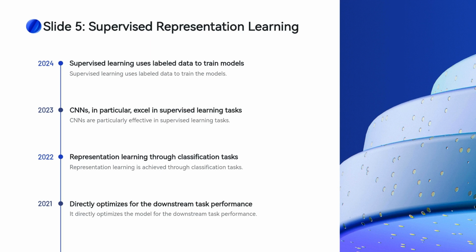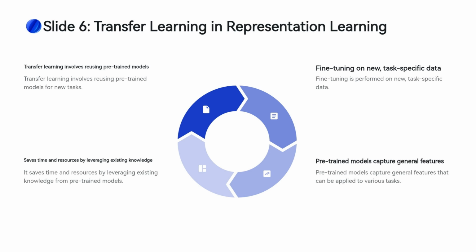The key advantage of supervised learning is that the representations learned by the model are tailored to the specific task. The model directly optimizes its learned representations to improve performance on downstream tasks, which leads to high accuracy in tasks like image classification. However, supervised learning requires a large amount of labeled data, which can be a significant limitation in some domains. Transfer learning is a technique that has significantly accelerated advancements in computer vision.